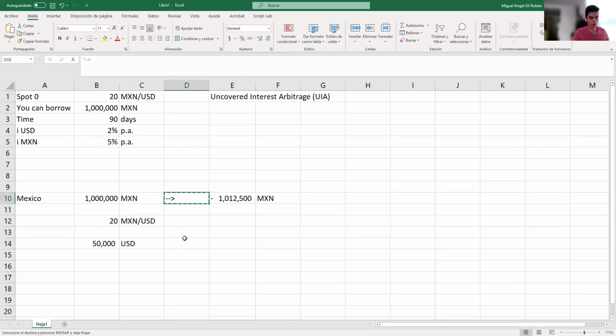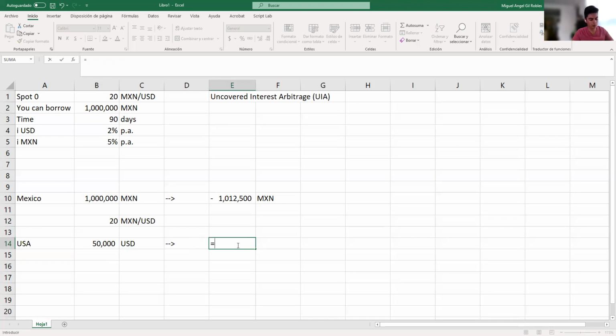And I need to invest this amount of dollars in the US. So remember, this is the US. And I borrowed the money. This is the money that I have to pay, but I have the money in my pocket, right? This is borrowing the money. I just convert the money that I have in my pocket to dollars, and I invest that in the US. So to calculate the future value in the US is the same formula. So 1 plus the interest rate of the US times the 90 days over 360.